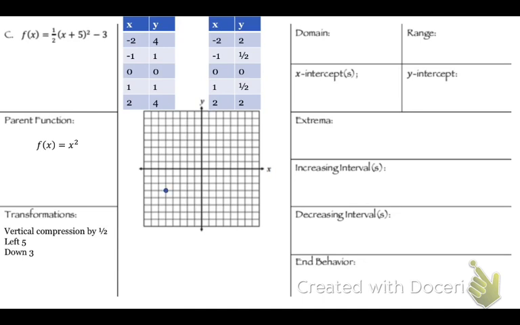Then we do our shifting, so left 5, down 3. Then we go over 1, up a half, over 1, up a half, over 2, up 2, over 2, up 2. And then it would be over 3, up 4.5, over 3, up 4.5. And there's that graph. So the domain here is negative infinity to infinity. Range is negative 3 to infinity with a bracket at negative 3.